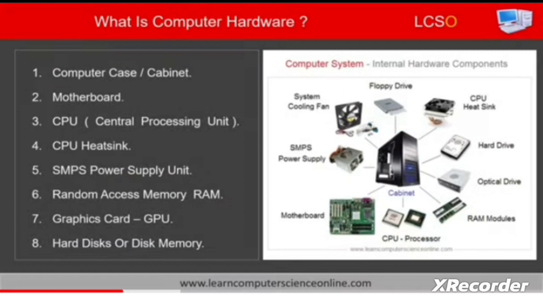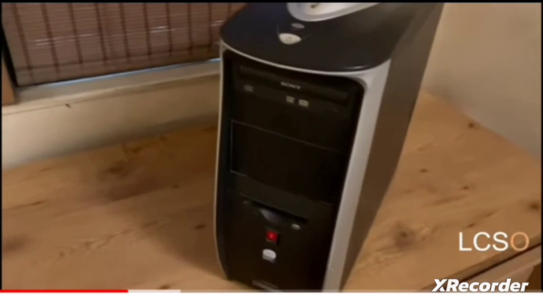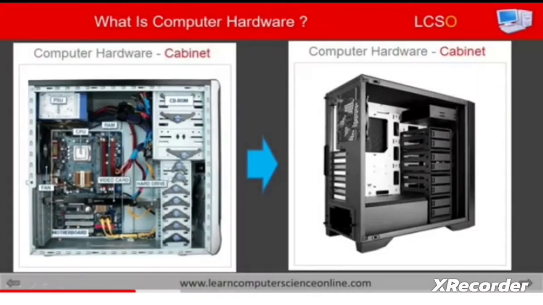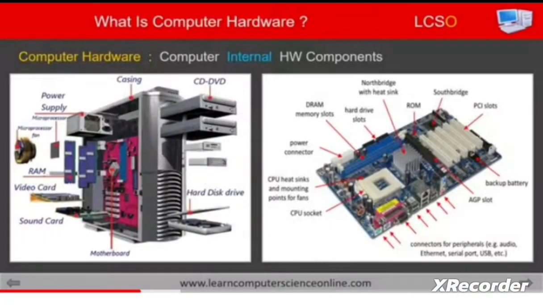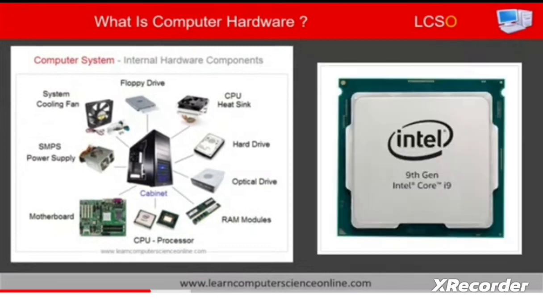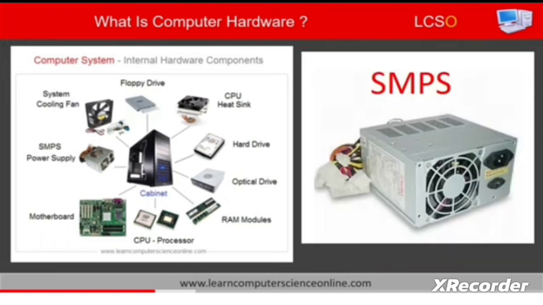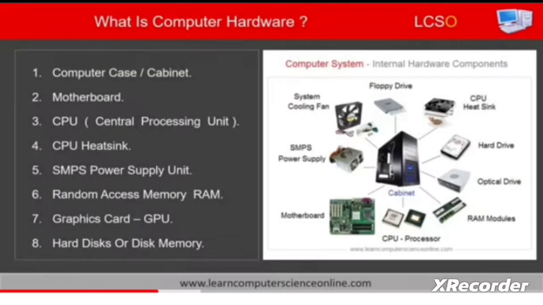Let us start with the first hardware component on our list. That is the computer case. A computer case is also alternately referred to as a computer cabinet. A computer case is a type of metal enclosure used to assemble the various internal hardware components of the computer system. The main function of the computer case is to provide a protected enclosure to organize and assemble various internal hardware components, such as the motherboard, microprocessor, data storage memory hard disks, RAM modules, SMPS power unit, and other such hardware components.